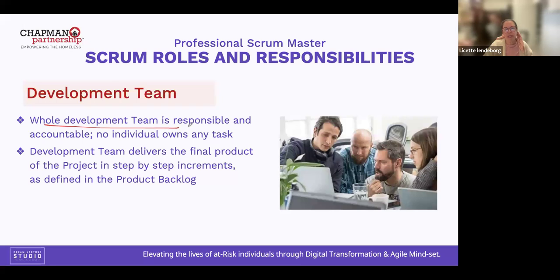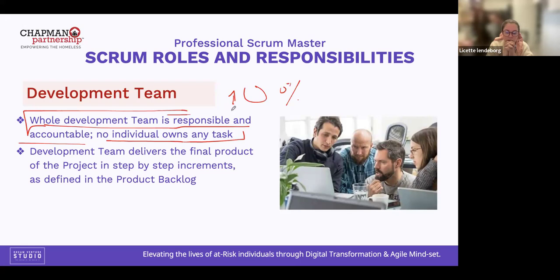So the whole development team is responsible and accountable. No individual owns any task. So this is, in reality, team collaboration, 100%. If something is wrong, if someone from marketing made a mistake and we are in a meeting just reporting the situation, we would never say, okay, Leslie from marketing, she did it wrong. No, it's us as a team. We made that mistake. We apologize and move forward. But never mention one person if something is bad.